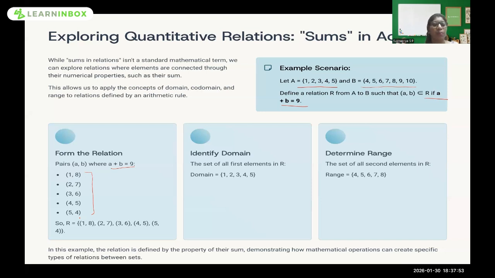So what all will be our domain? All the first elements, 1, 2, 3, 4, 5. And what will be our range? All the second elements, 4, 5, 6, 7, and 8. And what will be our codomain if being asked? All our B set, which is 4, 5, 6, 7, 8, 9, and 10.